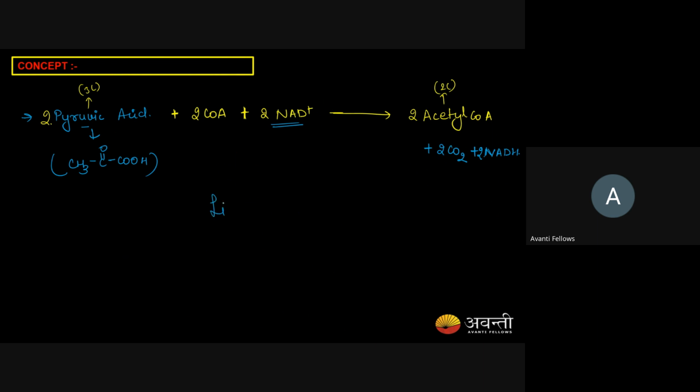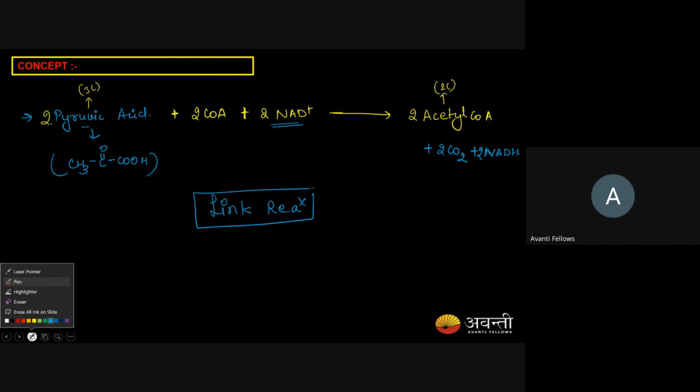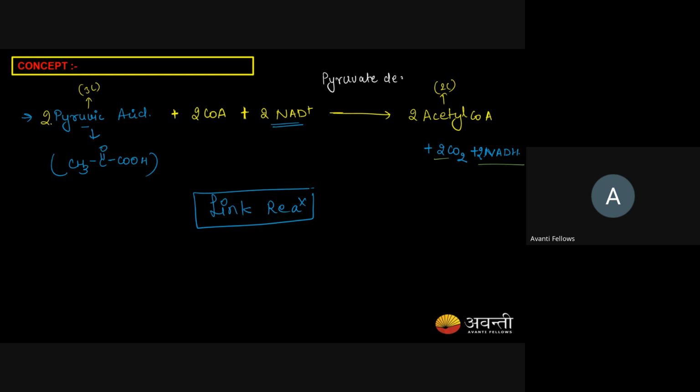So this is your link reaction. What is the total gain of the link reaction? 2 NADH plus 2 CO2. We can write only 2 NADH here. There is a role of one enzyme. The enzyme name is pyruvate decarboxylase and pyruvate dehydrogenase.